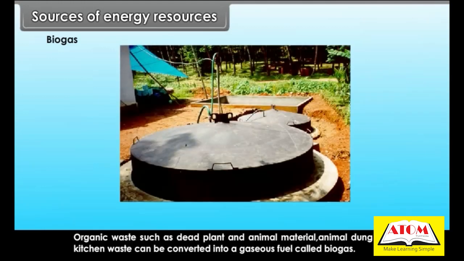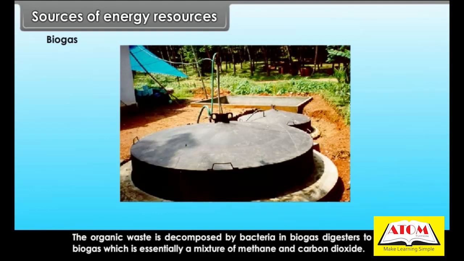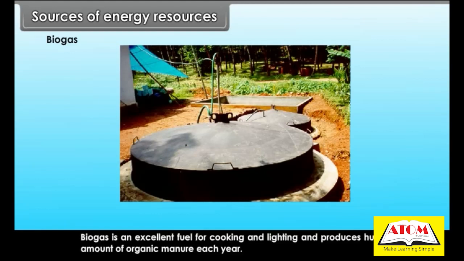Biogas. Organic waste such as dead plant and animal material, animal dung and kitchen waste can be converted into a gaseous fuel called biogas. The organic waste is decomposed by bacteria in biogas digesters to emit biogas, which is essentially a mixture of methane and carbon dioxide. Biogas is an excellent fuel for cooking and lighting and produces huge amounts of organic manure each year.